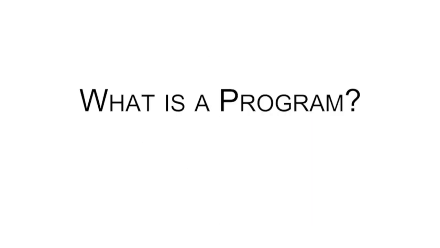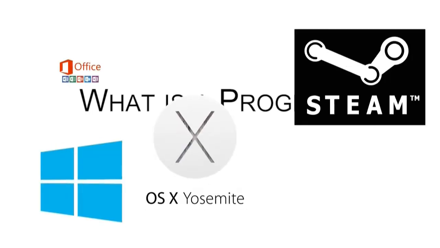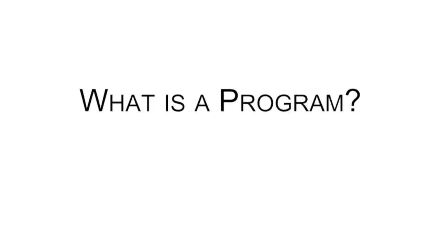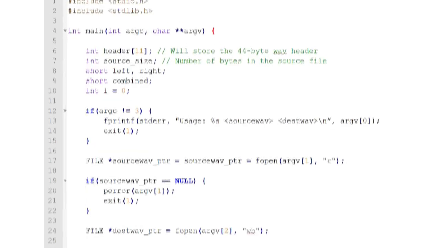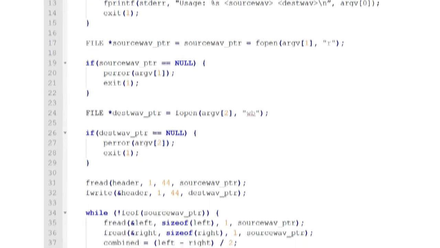We keep talking about programs and programming. If you've ever used a computer, you've used a program. But what are they exactly? Programs are sequences of instructions to a computer. That's it. But we can do a lot with a sequence of instructions to a computer.